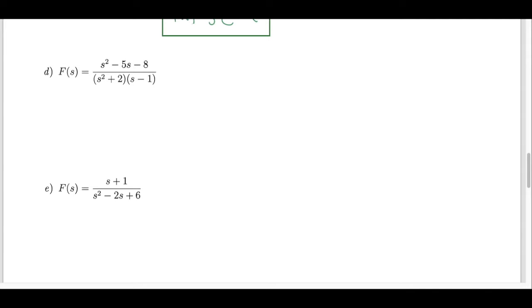For part D, I'm thinking partial fraction decomposition again. Here my denominator has already been factored for me. This s squared plus 2 term can't really be factored any further, at least in terms of real number factors. So hopefully you remember this little detail from when you were doing partial fraction decomposition.